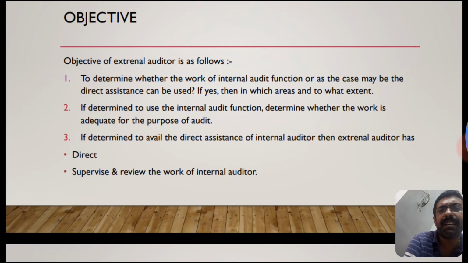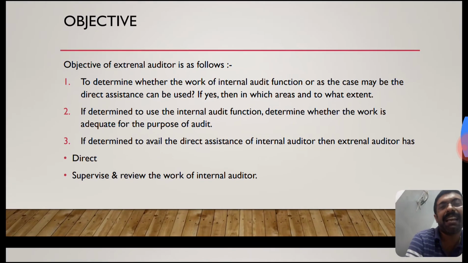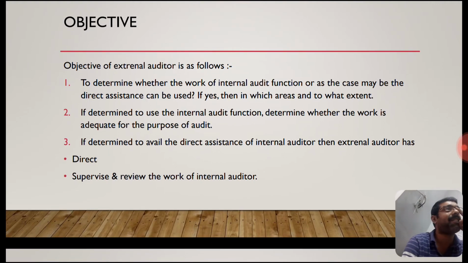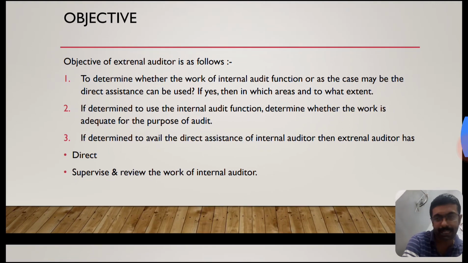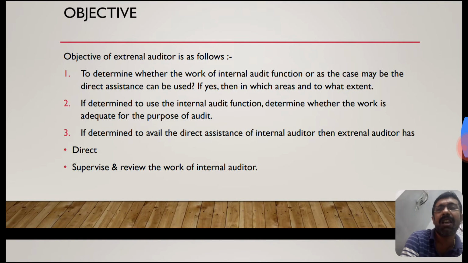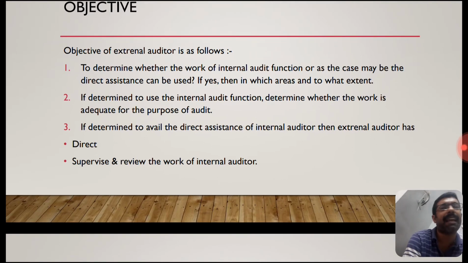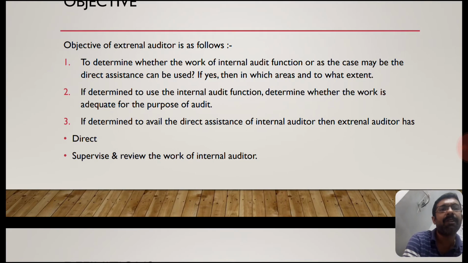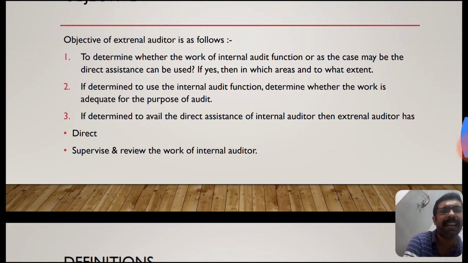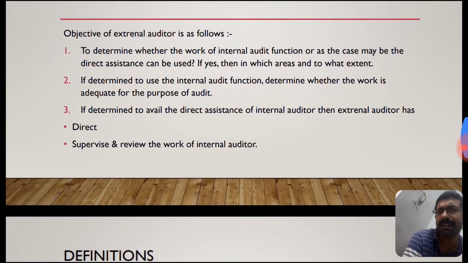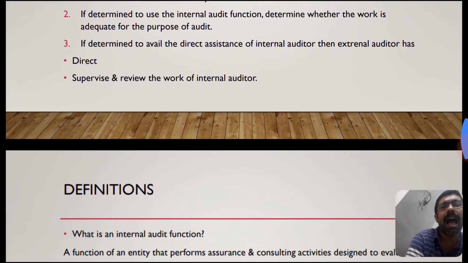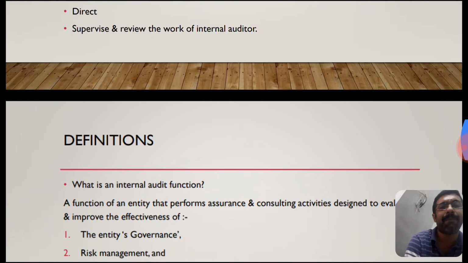And the objective of the standard. Here it is a decision-making process. We are classifying into two. For direct usage, the auditor has to decide whether to opt for using the internal audit function. If yes, we can use it, then to what area and to what extent. If the auditor decides on direct assistance, then he has to plan, direct, supervise and control.